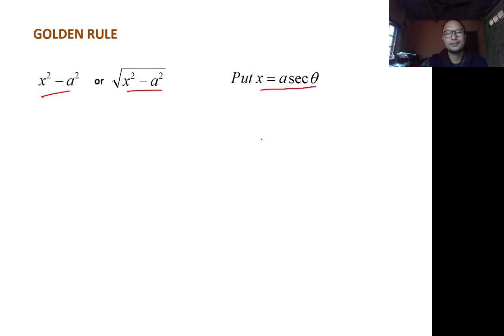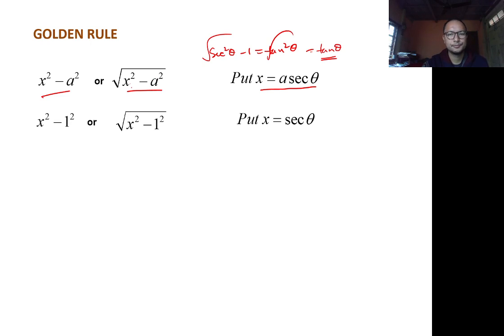Here, x square minus a square, then you will put x equal to a sec theta, because sec square theta minus 1 is tan square theta, right? Okay, from that we are coming. a square times (sec square theta minus 1), so if you take the under root, it will be tan theta. So just remember this golden rule. Next, if a square is just 1, then it will be x equal to sec theta.